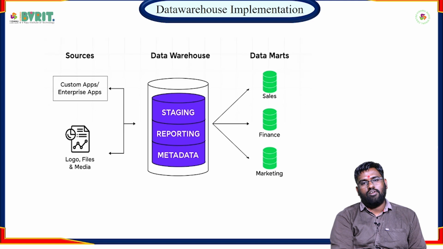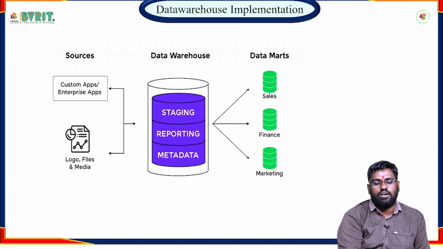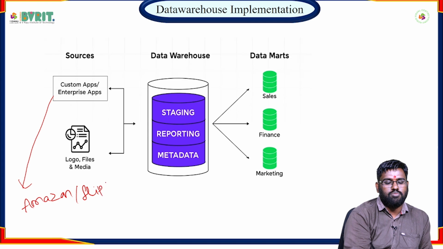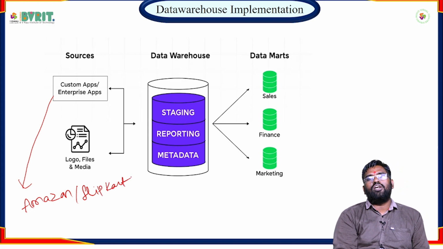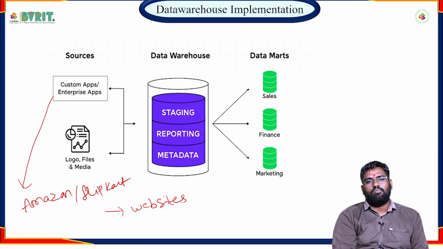First, we have to collect the data from the sources. The sources are customer apps or enterprise apps, logos and video files. Customer apps are apps like Amazon and Flipkart. Enterprise apps are used for business purposes, like websites. Those all come under enterprise apps. Logos and videos are whatever was collected of those types.